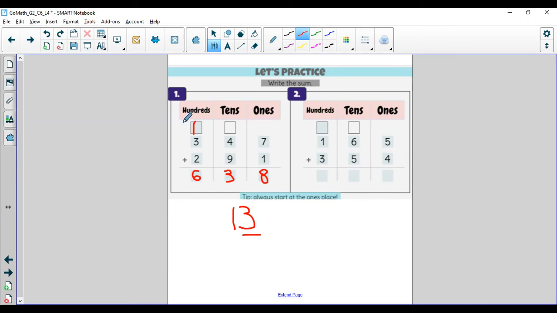All right, my friends, I want you to push pause on the video and take a moment to try to solve number 2, 165 plus 354. When you're done solving, push play again and take a look at how I solved. See you in a minute.